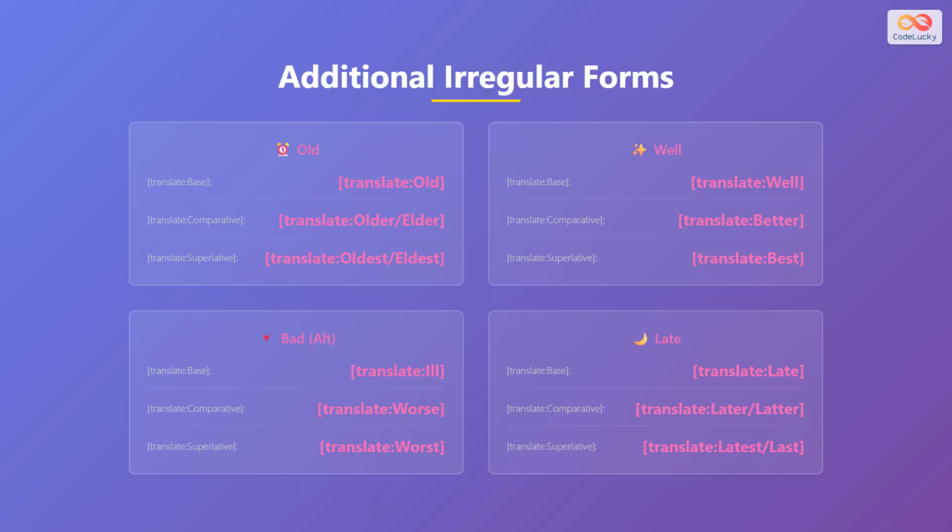There are more irregular forms to learn. Old is tricky because it has two comparative forms. We can say older or elder and oldest or eldest. Generally, we use older and oldest in most situations. We use elder and eldest mainly for family relationships. For example, my eldest brother. Well is the adverb form of good. Its comparative is better and superlative is best. The word ill is an adjective meaning sick. Its comparative is worse and superlative is worst, just like bad. Finally, late becomes later or latter in comparative form and latest or last in superlative form.